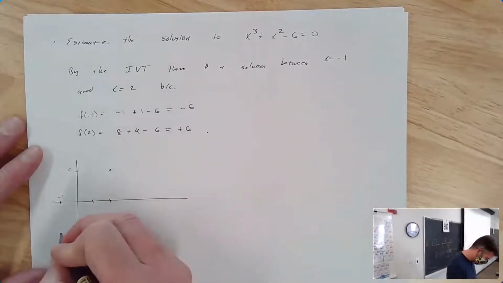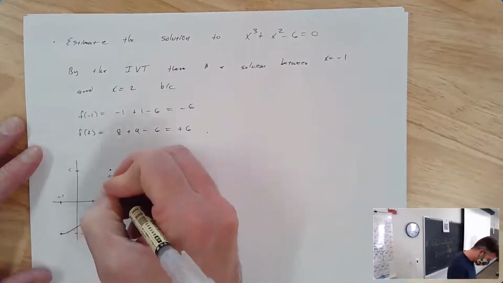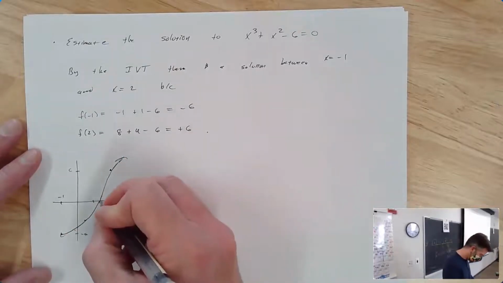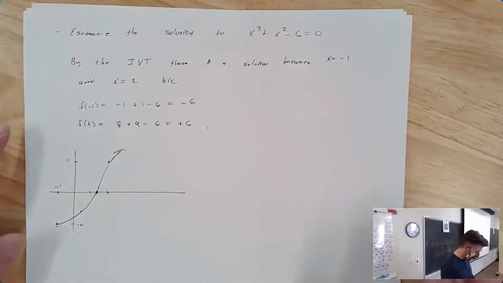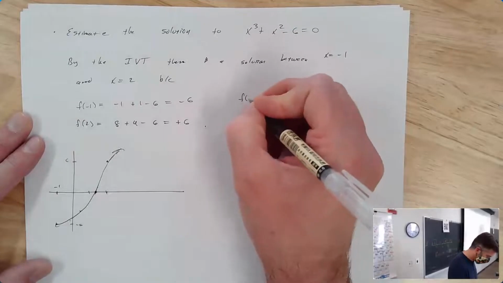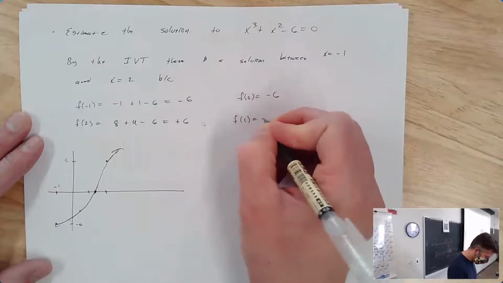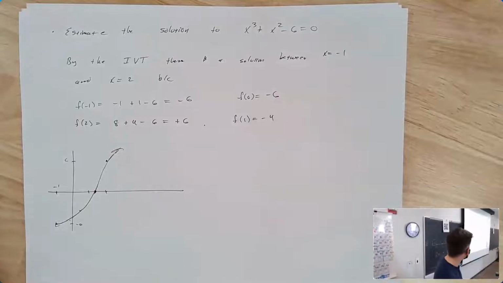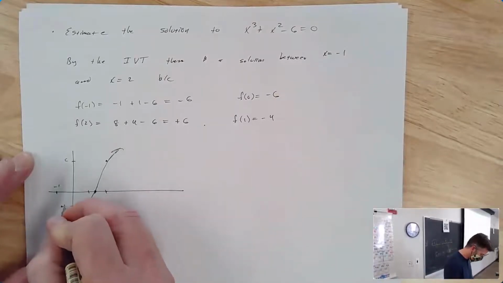So it's doing something like this. I don't really know. We got something like that, and there's our potential solution. I might try and narrow that down a little bit. Like, I might also look at f of 0, which is also -6, and f of 1 is 1 plus 1 minus 6, which is -4. So between 1 and 2, I have a solution. It's going from -4 to +6.